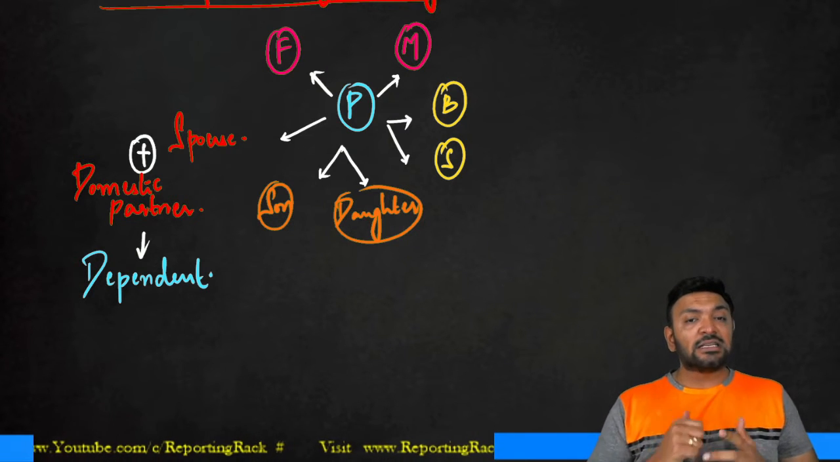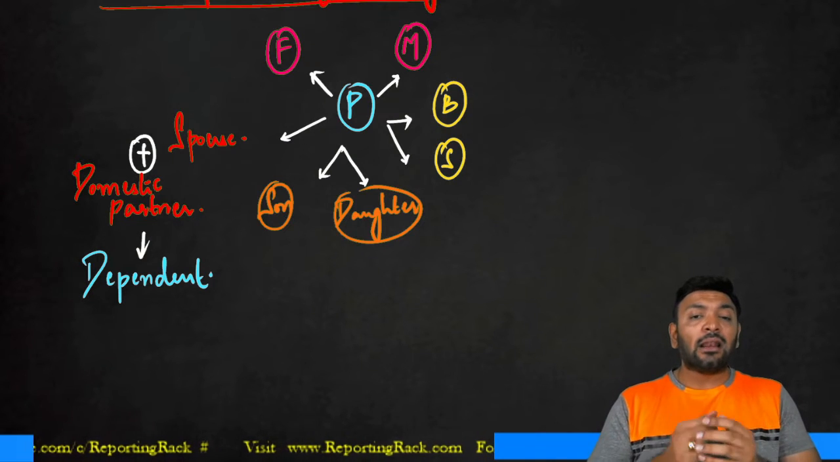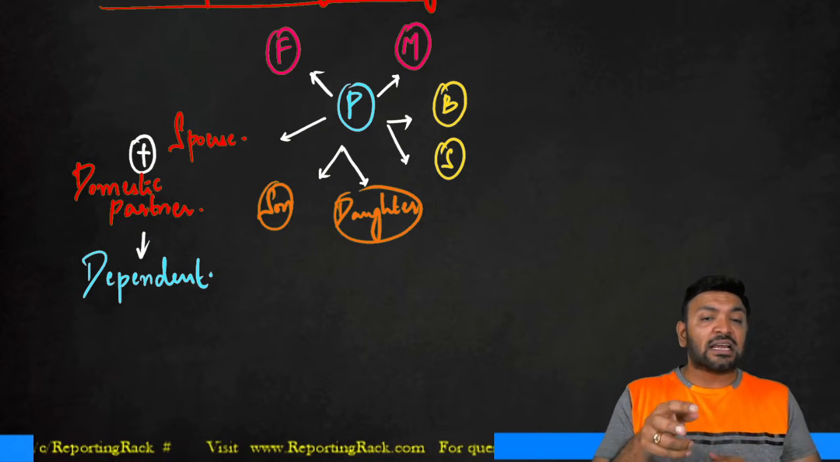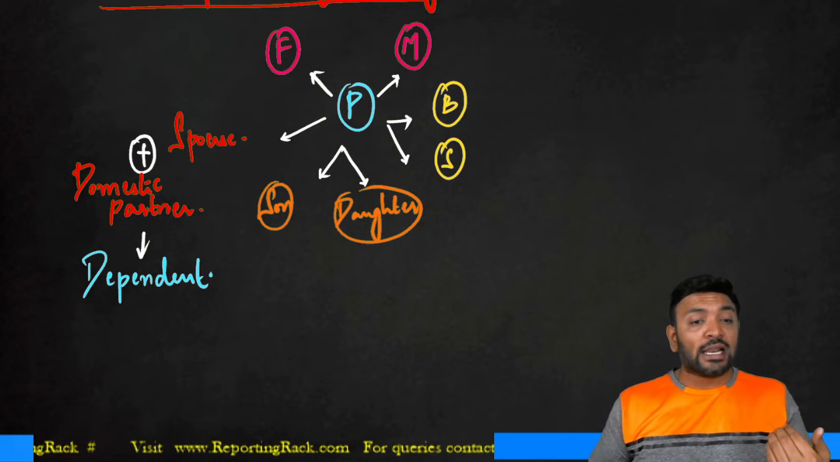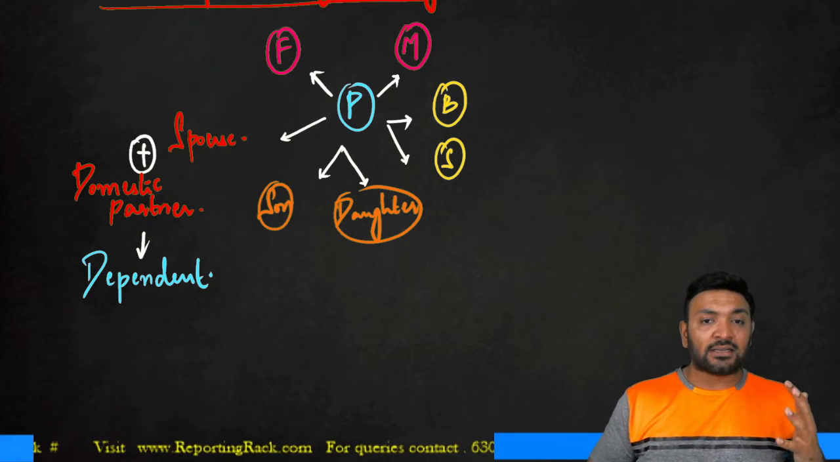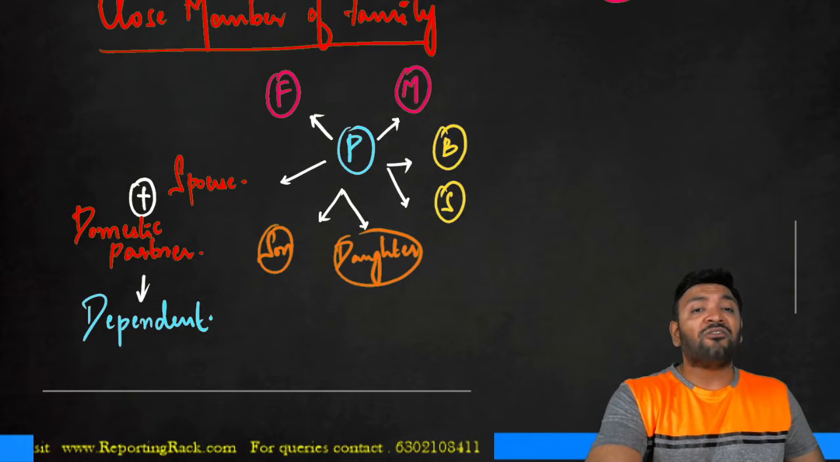So fathers, mothers, lineal descendants, son and daughter, laterally brother and sister, along with them the spouse or the domestic partner, which is a new addition, along with their dependents. Clear? These are considered to be my close members of family.